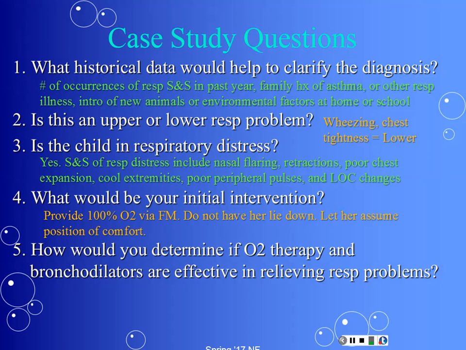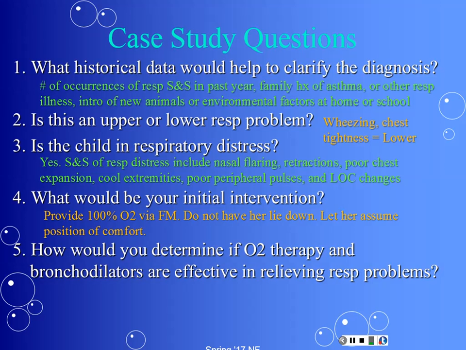Okay, so yes, then next we're going to give her a bronchodilator, and we'll talk more about those in a minute. But how are we going to know if the oxygen therapy and the bronchodilators are effective, if they're helping relieve her respiratory problem? Decreased work of breathing. So her increased work of breathing is going to improve, right? Her anxiety may go down. Her color is going to improve. What else? Her peak flow may improve. She may not be as diaphoretic. The wheezing may decrease or improve. What else? Her sats will go up.